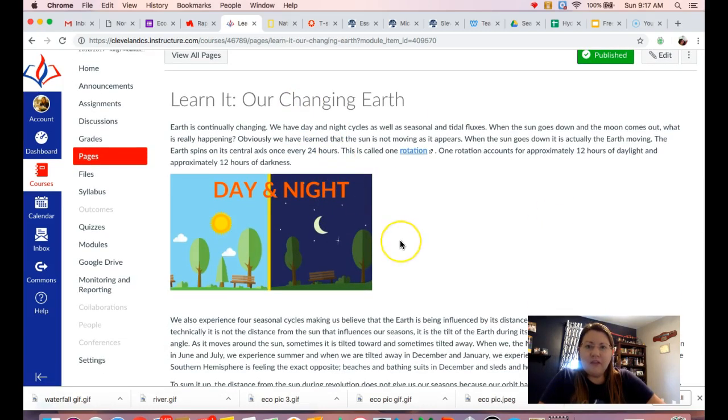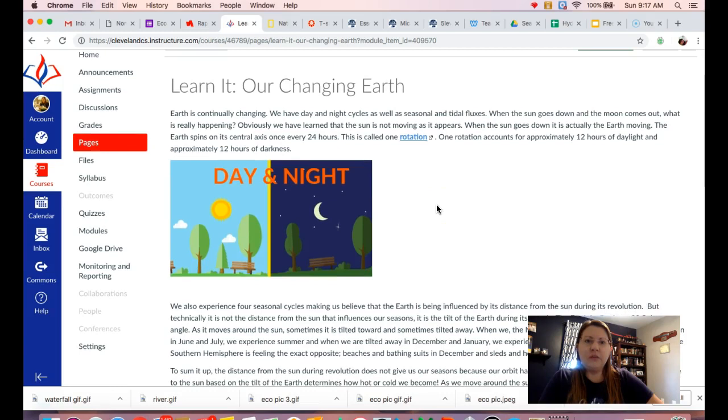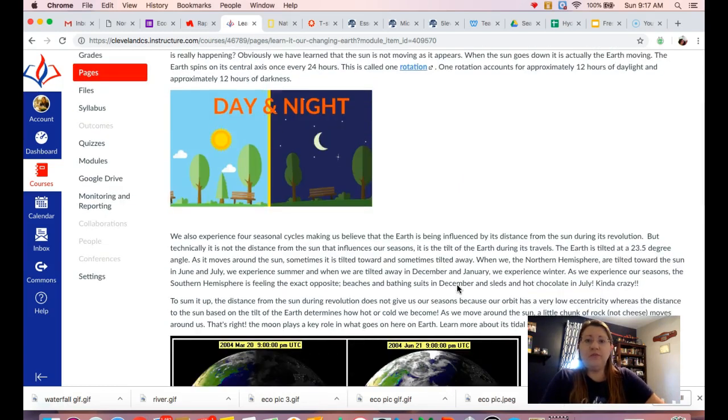So we're looking at the differences in the seasons and with the tides as well. This has a little bit of information to help you understand better what happens with the tides and rotation of the Earth. So we know that the rotation, the spinning of the Earth, one rotation, one turning around of the Earth, gives you 24 hours. So that gives you day. So you have about 12 hours of daylight and 12 hours of darkness.